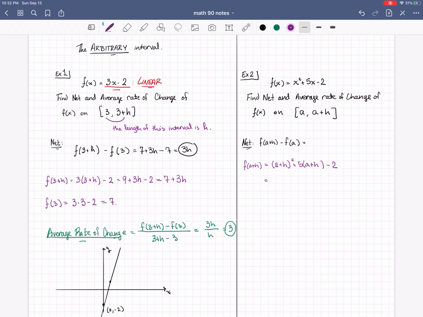Okay, so A plus H squared, remember that's A plus H times A plus H, so that's where you're going to distribute through and combine like terms. So you'll have A squared plus 2AH plus H squared. And then here you'll distribute the 5 and then subtract 2. No like terms here, right? All of the terms are different, so we're going to leave them be. And then f of A, well, everywhere that we have an x in our original function, we're going to replace with an A.